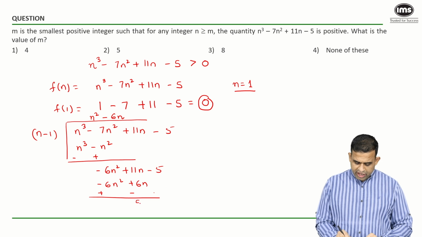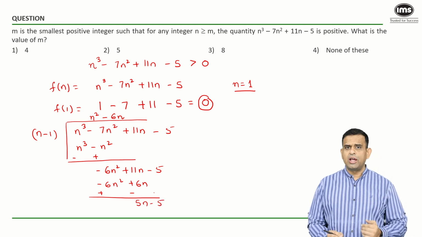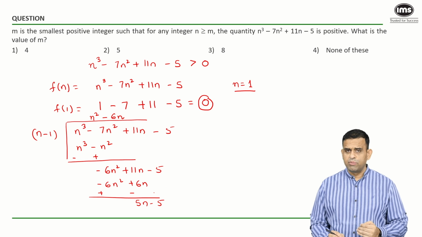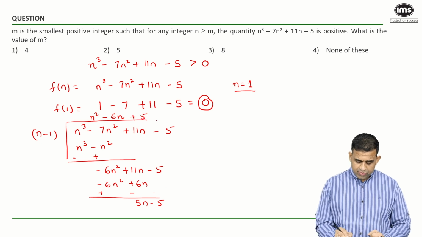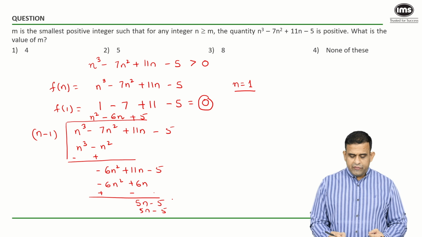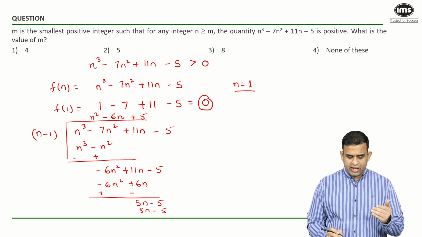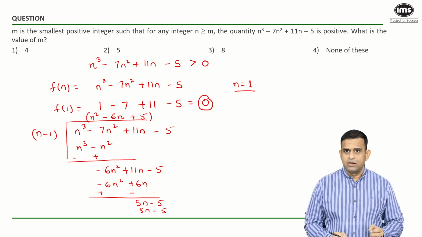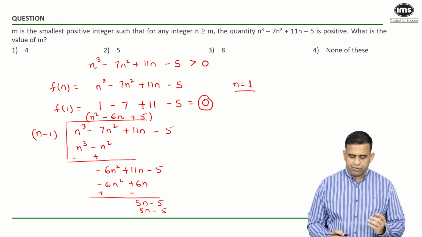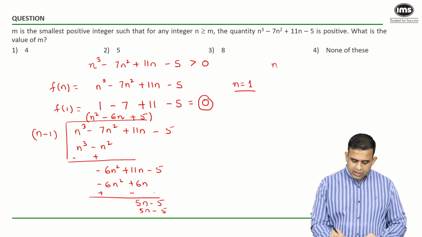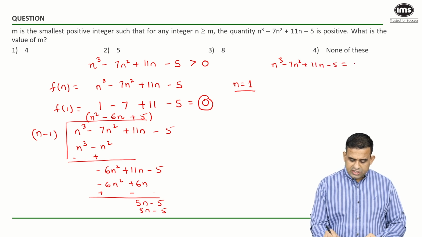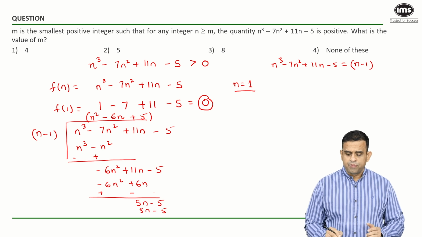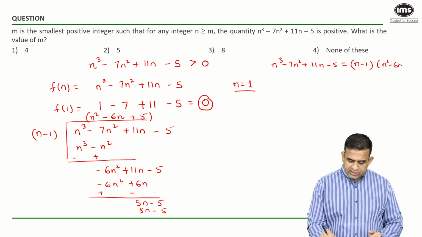And what do we get? 5n minus 5. Now what will you multiply in n to get 5n? We simply multiply by 5. So we get 5n minus 5, which means if I divide the cubic polynomial n cube minus 7n square plus 11n minus 5 by n minus 1, we get the other factor, n square minus 6n plus 5. So now what one can say is that n cube minus 7n square plus 11n minus 5 I can write as n minus 1 times n square minus 6n plus 5.